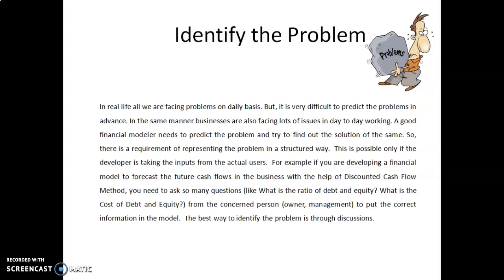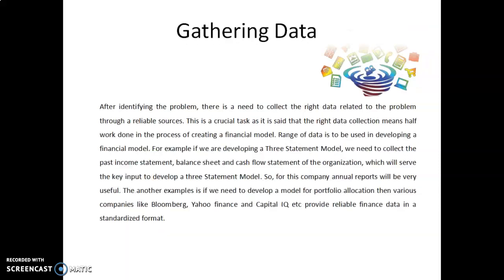The best way to identify the problem is through discussion. You have to have lots of discussions with the concerned participants or the concerned person so that you are able to identify the problem. You cannot say by your own assumption that the sales of this company are going down. You cannot say like that, right? If you are developing a model, first of all, you need to identify the problem.